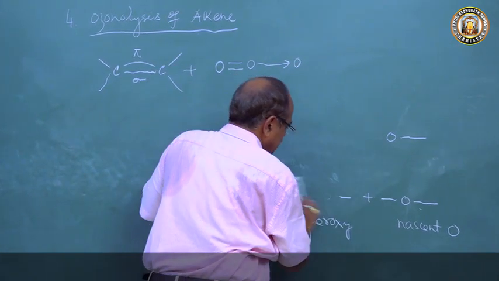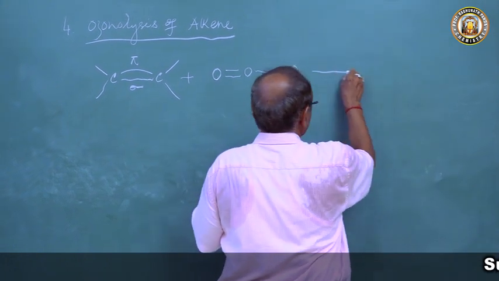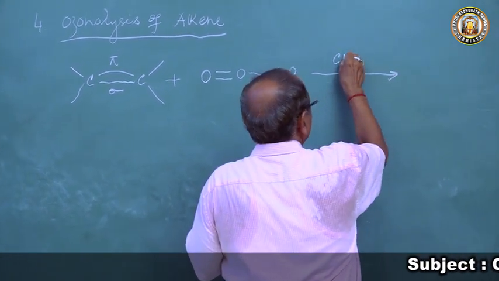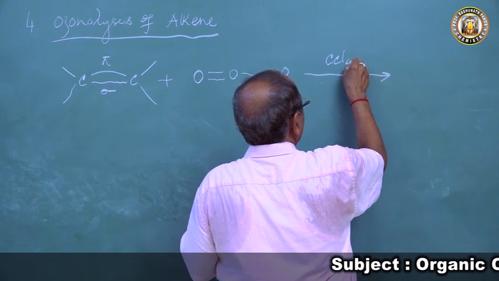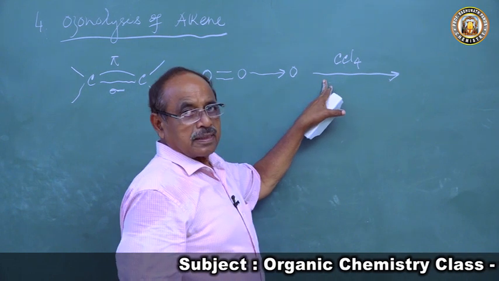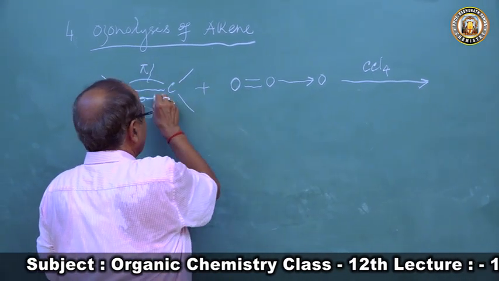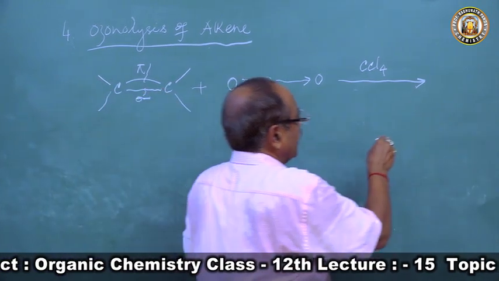Generally, this reaction is done in an inert solvent. So we take carbon tetrachloride, the inert solvent, to carry out the reaction. So what will happen to this bond now? The pi bond will break and the sigma bond will break.